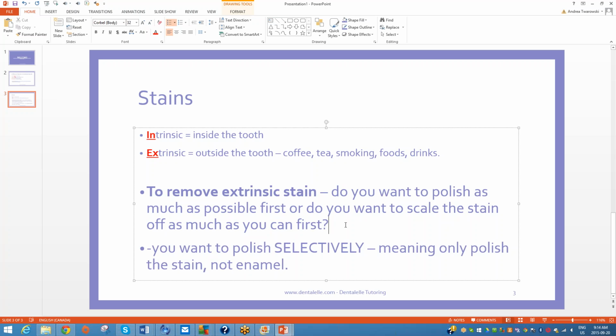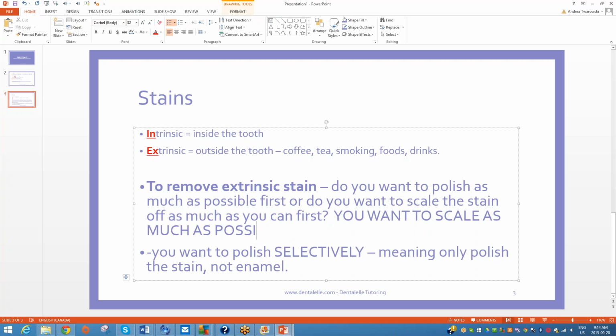And I'll answer this too. You want to scale as much as possible first. Okay, so does this make sense to everybody? Now, in the real world, however, if you were to only polish the teeth that have stain, which is usually not every single tooth, your patient would probably say to you, were you not cleaning my teeth properly because you only polished like 10 teeth?